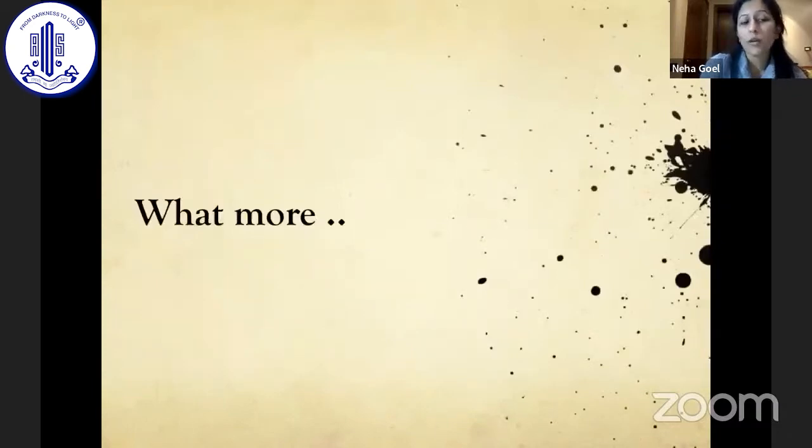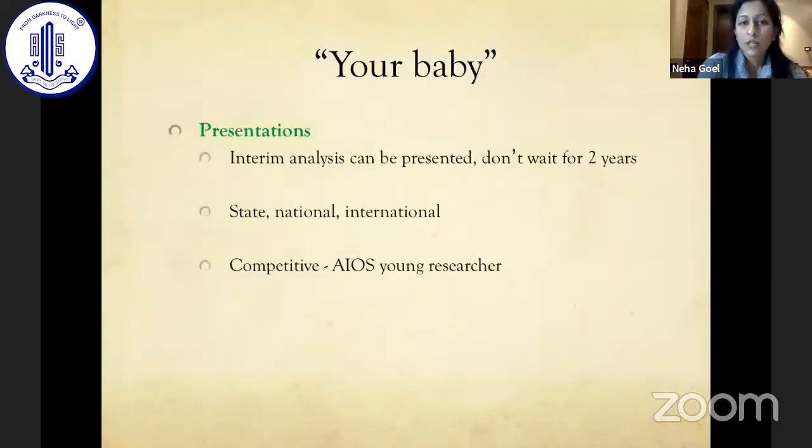So the last part, what more can you do with your thesis than just submitting it and as a prelude to your degree? So your thesis is literally your baby, and this is your fallback for any presentation that you want to do on a state level, national level, international level. And don't wait for your final thesis to be over before you present. You can always present interim analysis with permission and discussion of your guide.